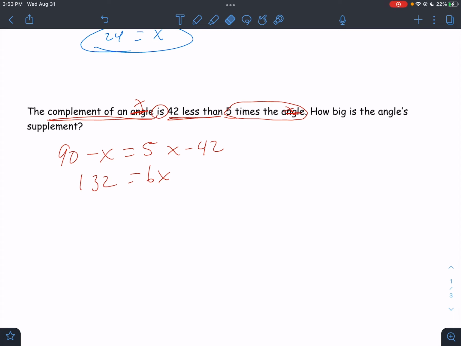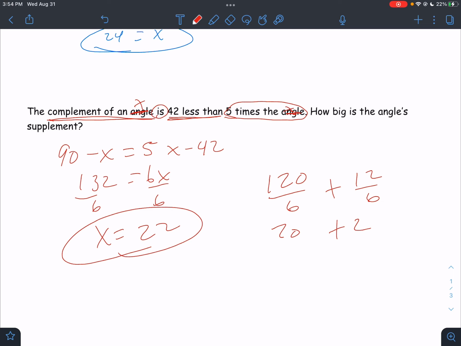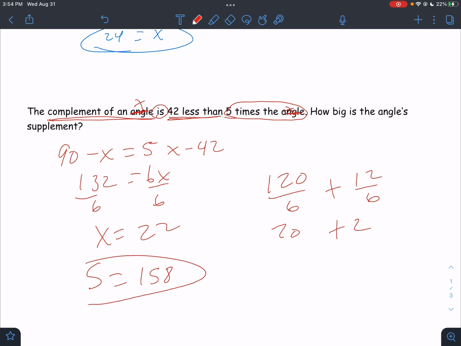I have to divide by 6. Same idea. Oh, it's actually 120 again. I can do 120 divided by 6. Plus, how much will be left over? Still 12. Have to divide it by 6. So that'd be 20 plus 2. So x equals 22. Darn it. Okay, that's the angle. Its supplement, the supplement of 22, would be 180 minus 22. That would be 158. That's what we're looking for.